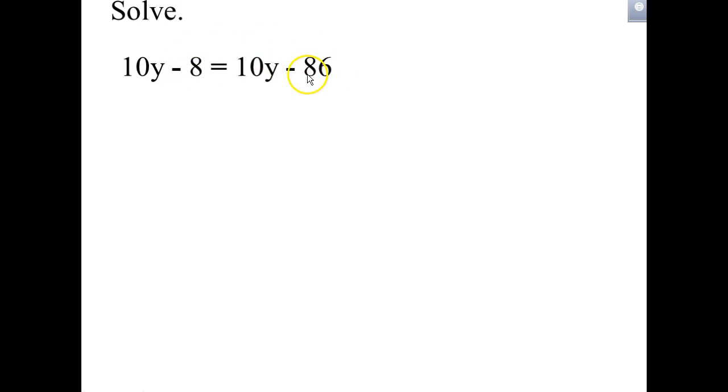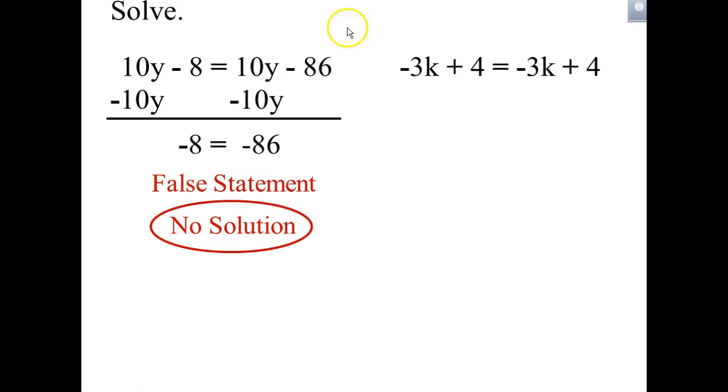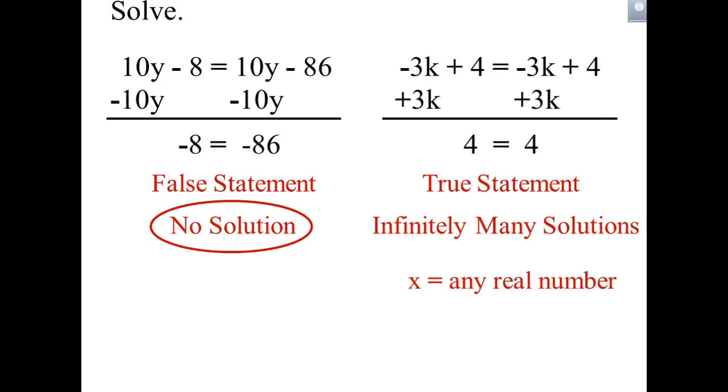Yeah, -8 is not equal to -86. It's a no solution. And then we can show the work to prove that. No solution. Yeah. And then here, you can see again, same variable on both sides. So when you add it, it'll both cancel out. What's left over? 4 is equal to 4, which is true. Therefore, all reals. If there are many solutions, any real number, lots of ways of saying that.